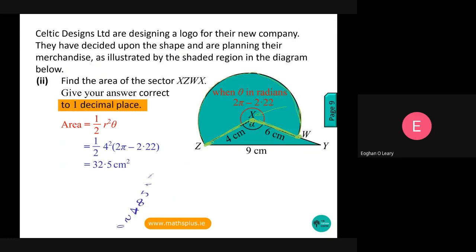But it says to 1 decimal place, so it's 32.5 centimeters squared, and that was 10 marks. So this one's marked on a 0, 4, 8, 10 scale. Low partial credit here for 4 marks is work of merit. That could be finding the angle that you need, so doing the 2 pi minus 2.22, or it could be substitution into the area formula. Either of those would count as low partial credit here for 4 marks.